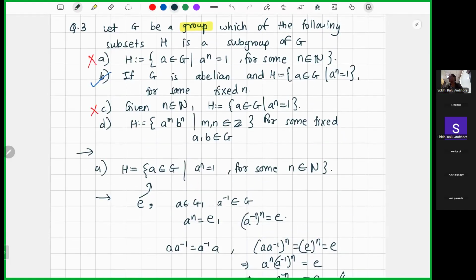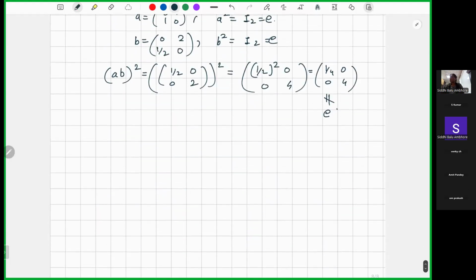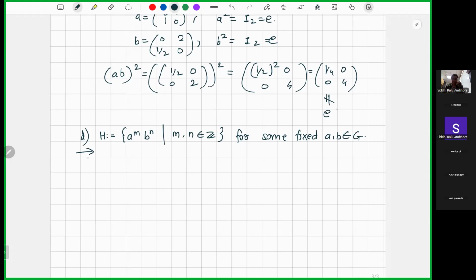And now the final one. Fourth: if H is of this form, A power M, B power N, such that M, N in Z, and A and B are fixed for some fixed A, B belonging to G.